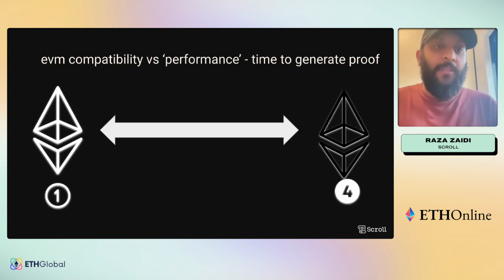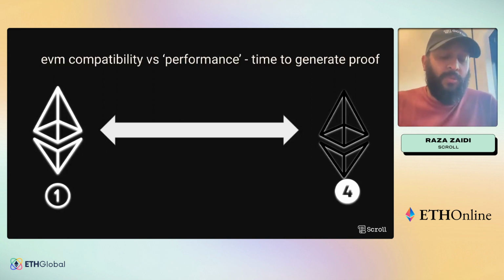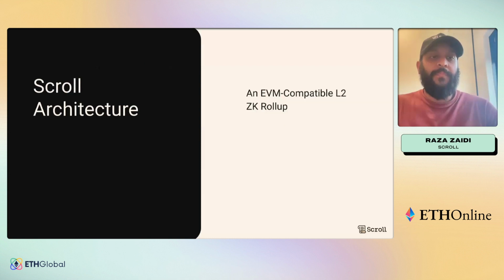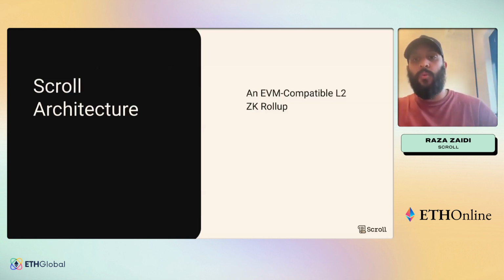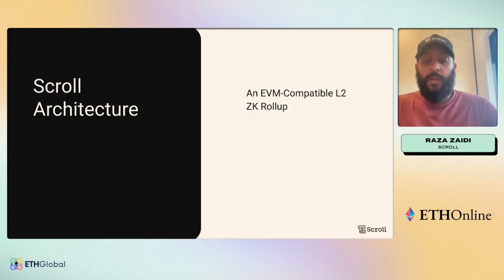So the major benefit of EVM compatibility is that even though the time to generate a proof takes longer, the developer experience is much more pleasant because it's a lift and shift from what you're used to in the Ethereum ecosystem. So let's talk a little bit about how Scroll works. And this will be essential to understand why we need a bridge, something like Scroll Messenger, in order to, let's say, move assets or send data back and forth.